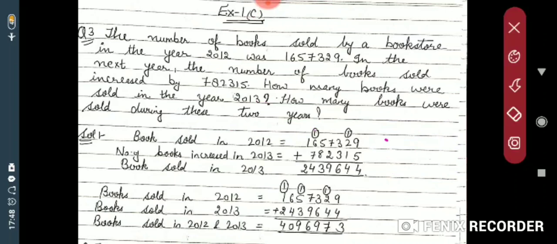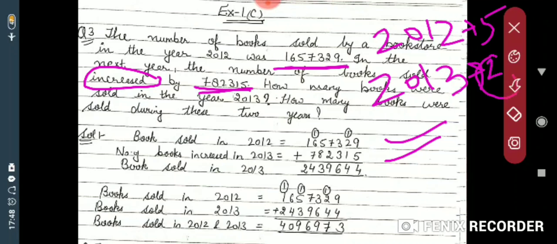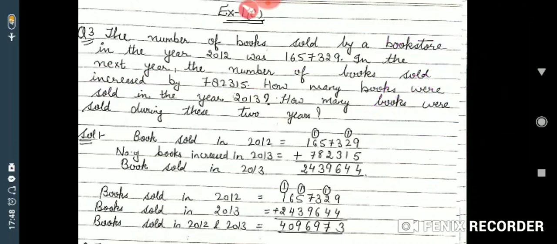So first, books sold in 2012, how many books were sold? This much. Then the number of books was increased. So if something is increased, what do we have to do? We have to add. For example, in 2012 the shopkeeper sold 5 pencils. How much increment was there? 2. So 2 pencils were increased. That means how many pencils has he sold? Total 7 pencils he has sold. Like that you have to do.